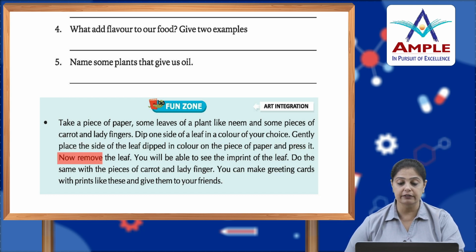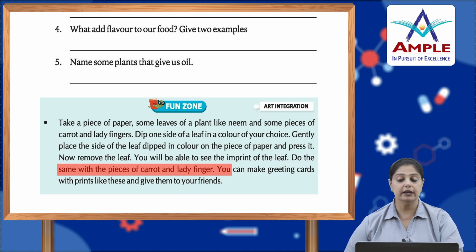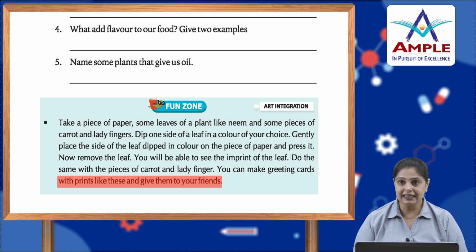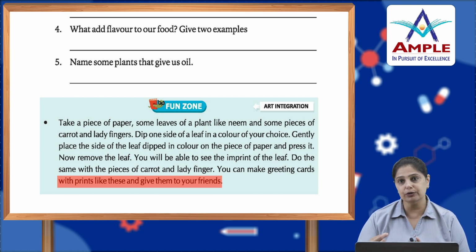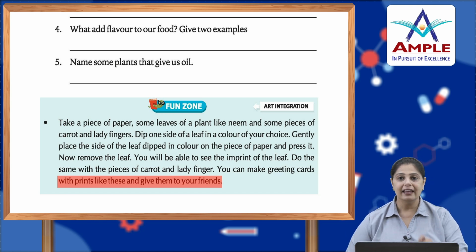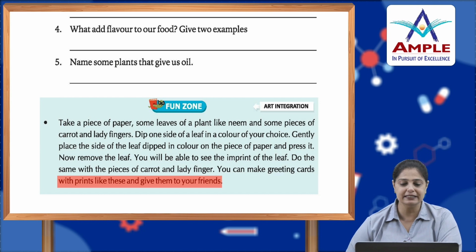Now, remove the leaf. You will be able to see the imprint of the leaf. Do the same with the pieces of carrot and ladyfinger. You can make greeting cards with prints like these and give them to your friends. So, when you dip that leaf in the color and place it on the paper, you will see that the imprint of the leaf has come there, and it looks very beautiful. It's already colored also, and you can draw some things surrounding that, and you can make a greeting card of your own. Okay, they will give beautiful shapes. Okay, try it out, children.